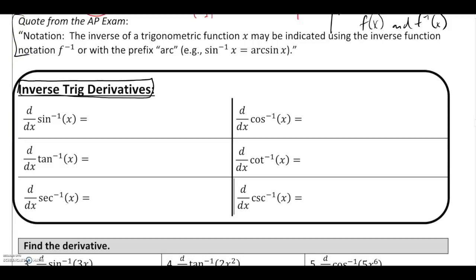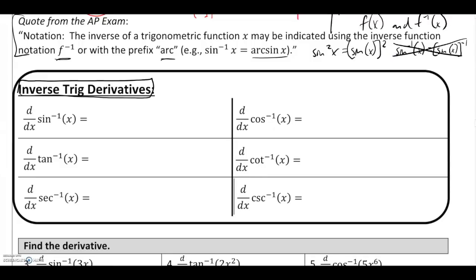The inverse of a trigonometric function may be indicated using the inverse notation that we've been using, or with the prefix arc. And the reason why using something like arc to say arc sine is the inverse sine function, recall how if we saw something like sine squared of x, we thought of that as being sine of x quantity squared. Well, what we don't want to get confused with is thinking that this means sine of x to the negative 1. That is not the case.